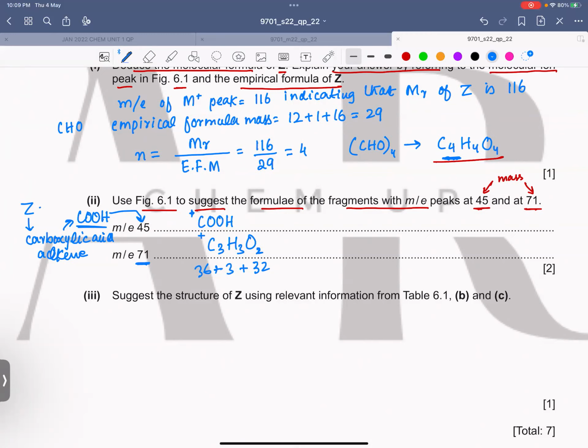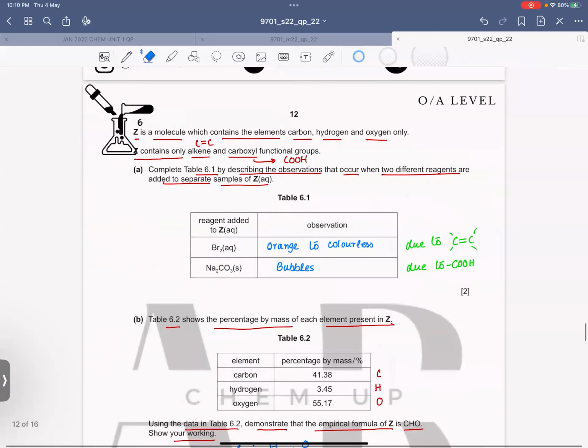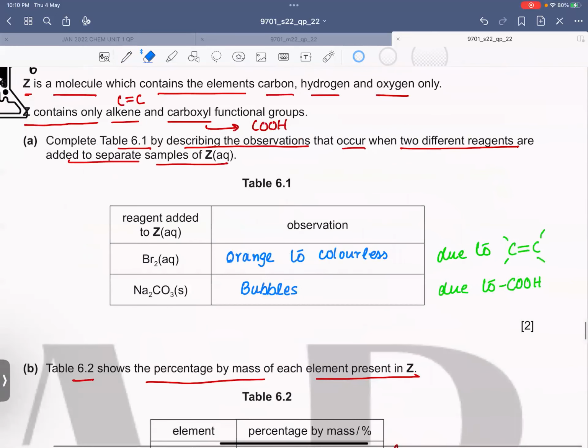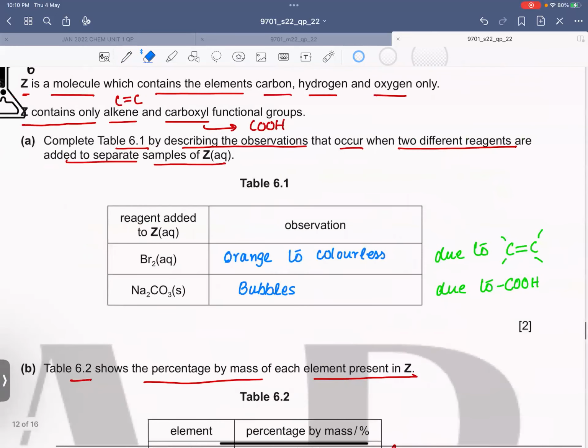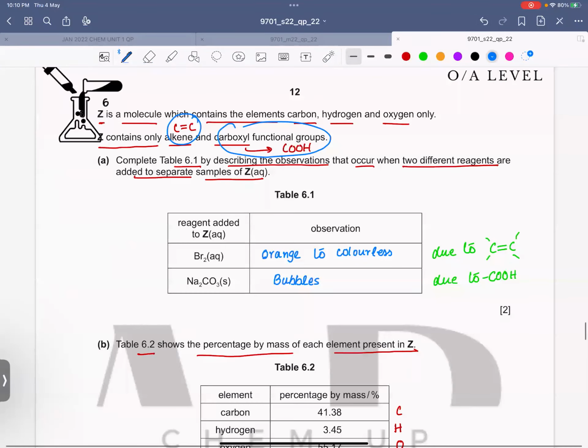Yes sir, 71 is coming. Sir, I wanted to ask how you told that this formula will be a carboxylic acid and alkene. We know this from the start of the question, right? From these two observations, we have concluded, and they have actually told us that Z can have these 2 functional groups. See over here. Okay, understood.